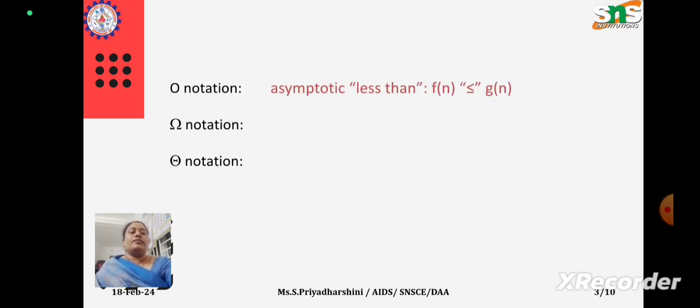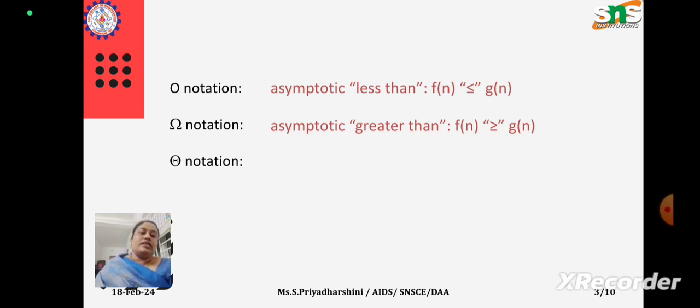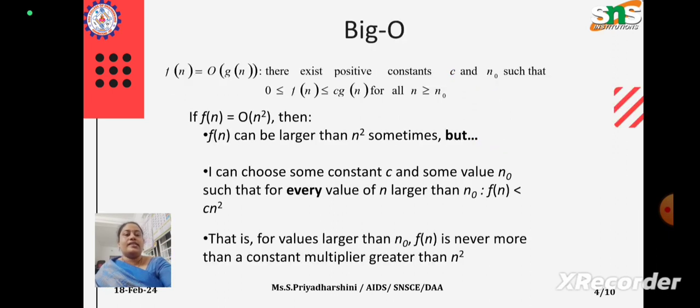So big O notation is asymptotically lesser than. If there is a function f of n, it is always less than or equal to a function g of n. Then omega notation is asymptotically greater than, that is f of n is always greater than or equal to g of n. Then theta notation is asymptotically equal, that is a function f of n is always equal to a function g of n. So let's discuss in brief what is big O notation.